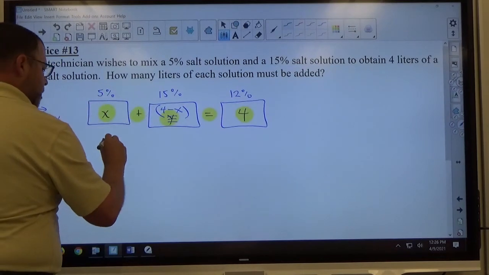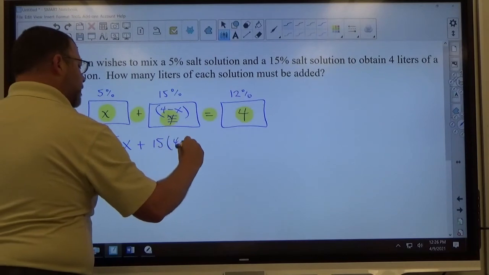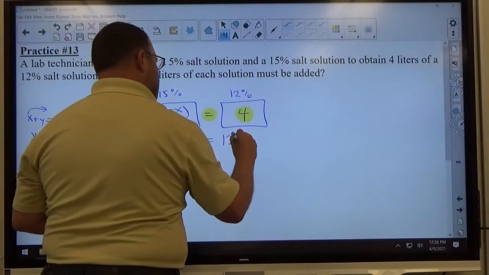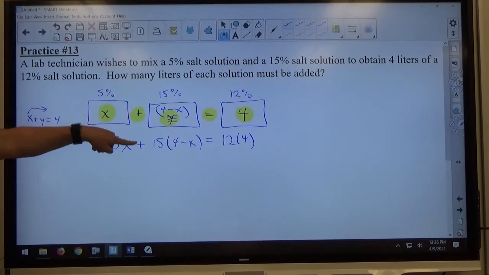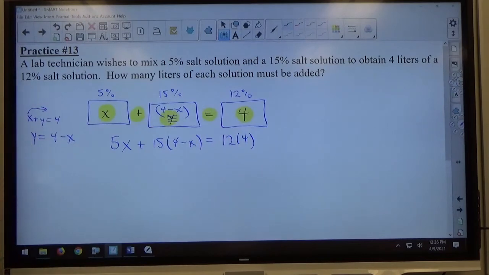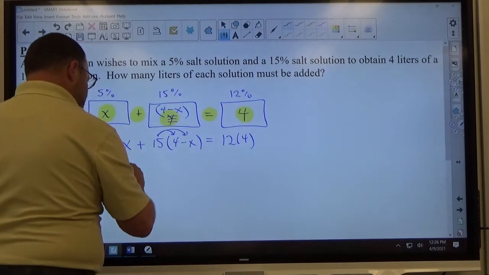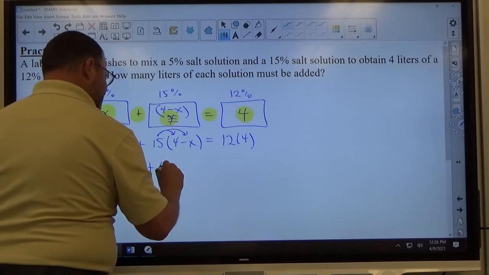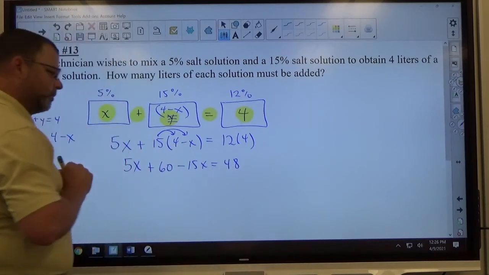So it looks like this. 5 times X plus 15 times 4 minus X equals 12 times 4. Percent times amount plus percent times amount equals percent times amount. Then you simplify. Distributive property happens a lot in these problems. So 15 times this, 15 times that. So we're going to get 5x plus 60 minus 15x equals 48.